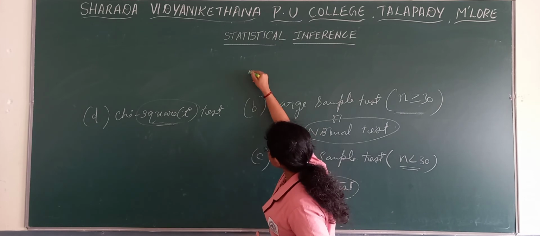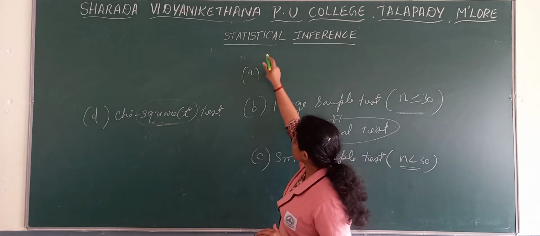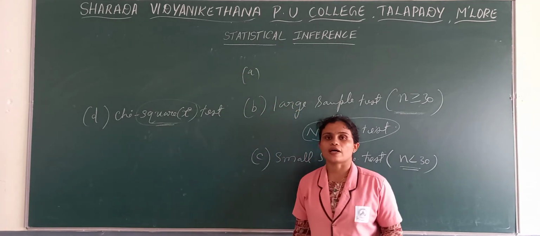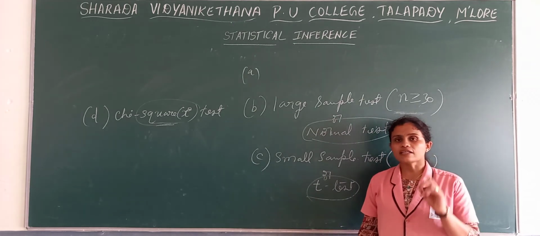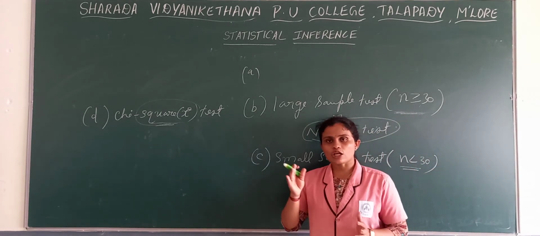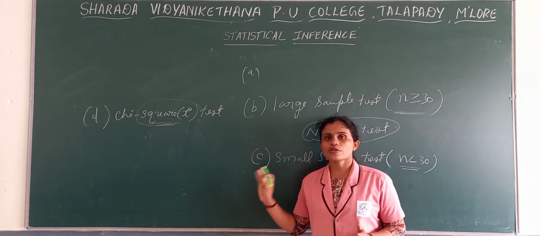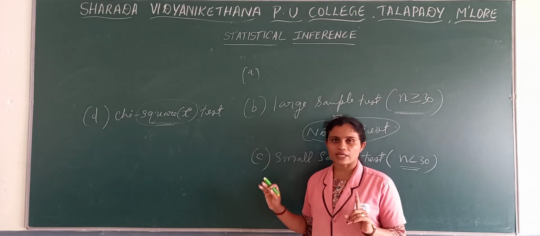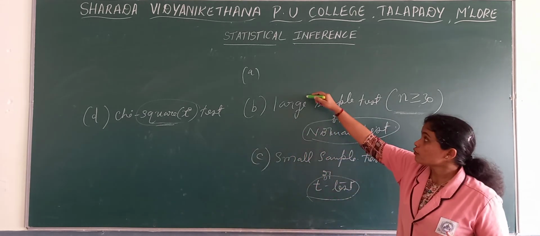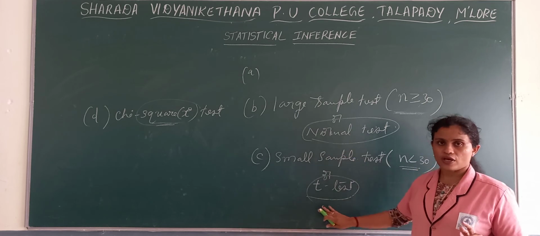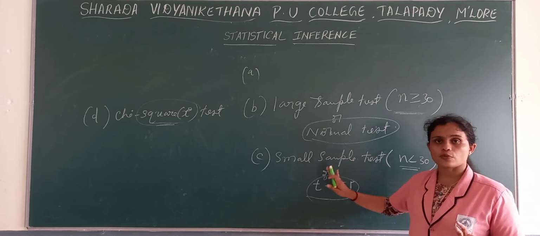Which is the first unit? The first unit is the statistical inference theory part. In the first unit as a theory part there are lots of questions, and those questions are very important for 1 mark and 2 marks. From here you will get all the 5 marks problems.